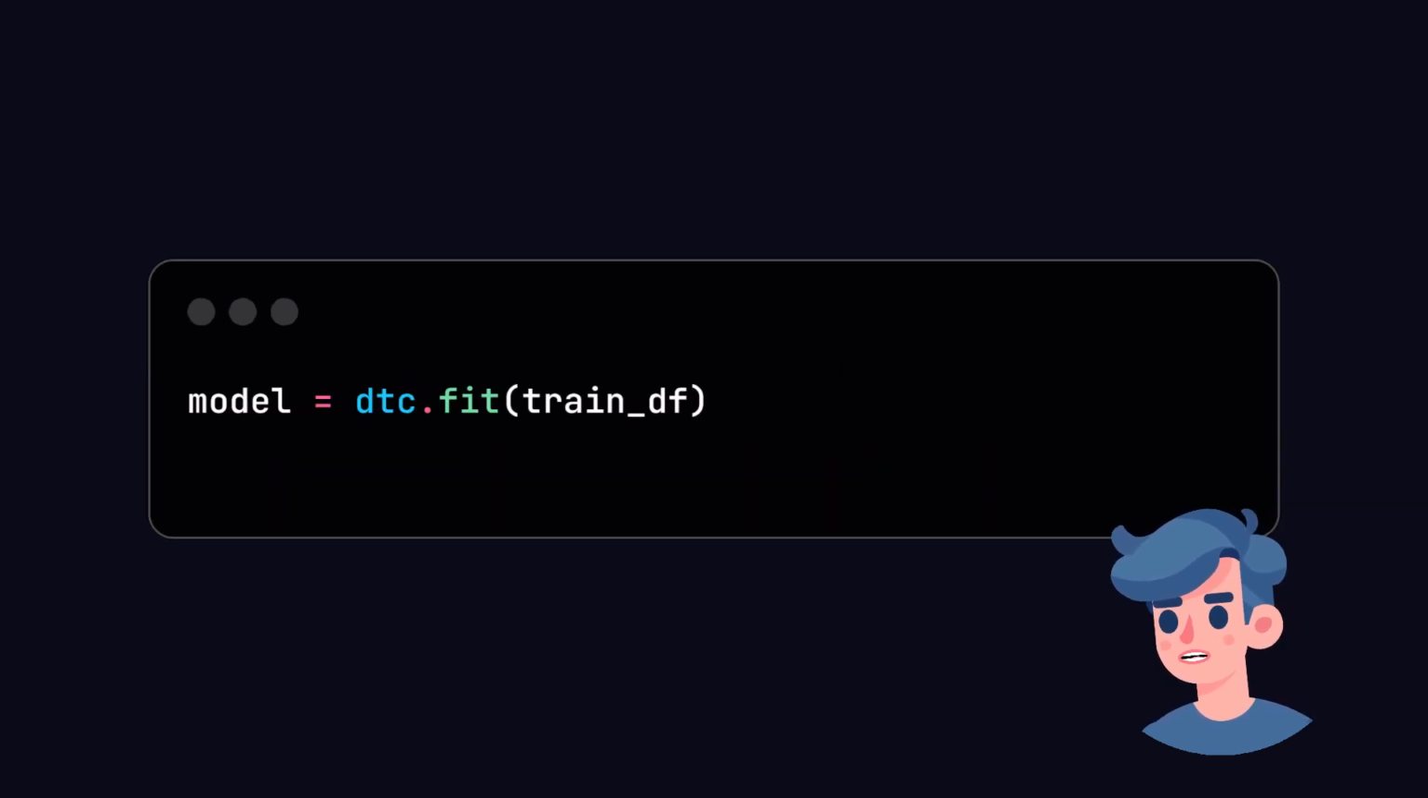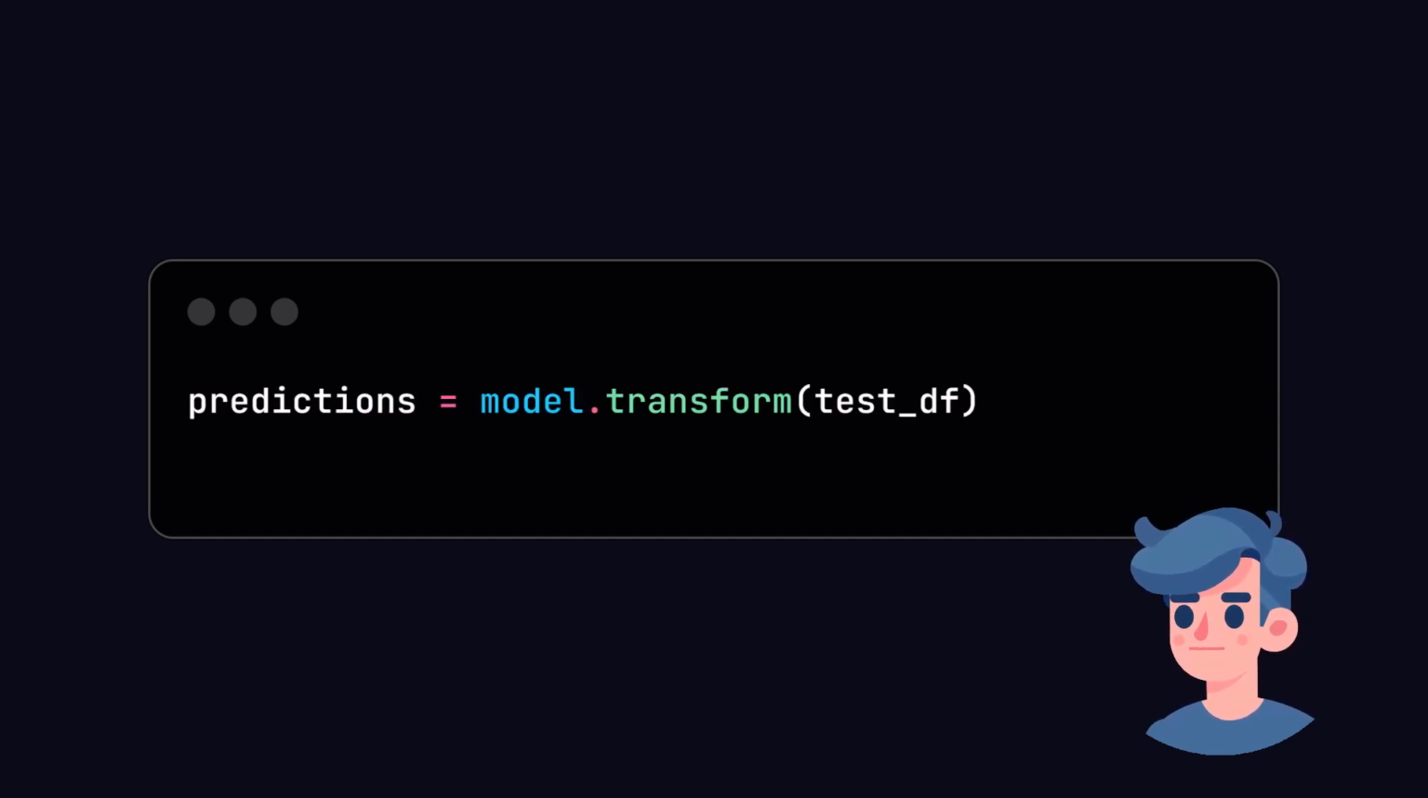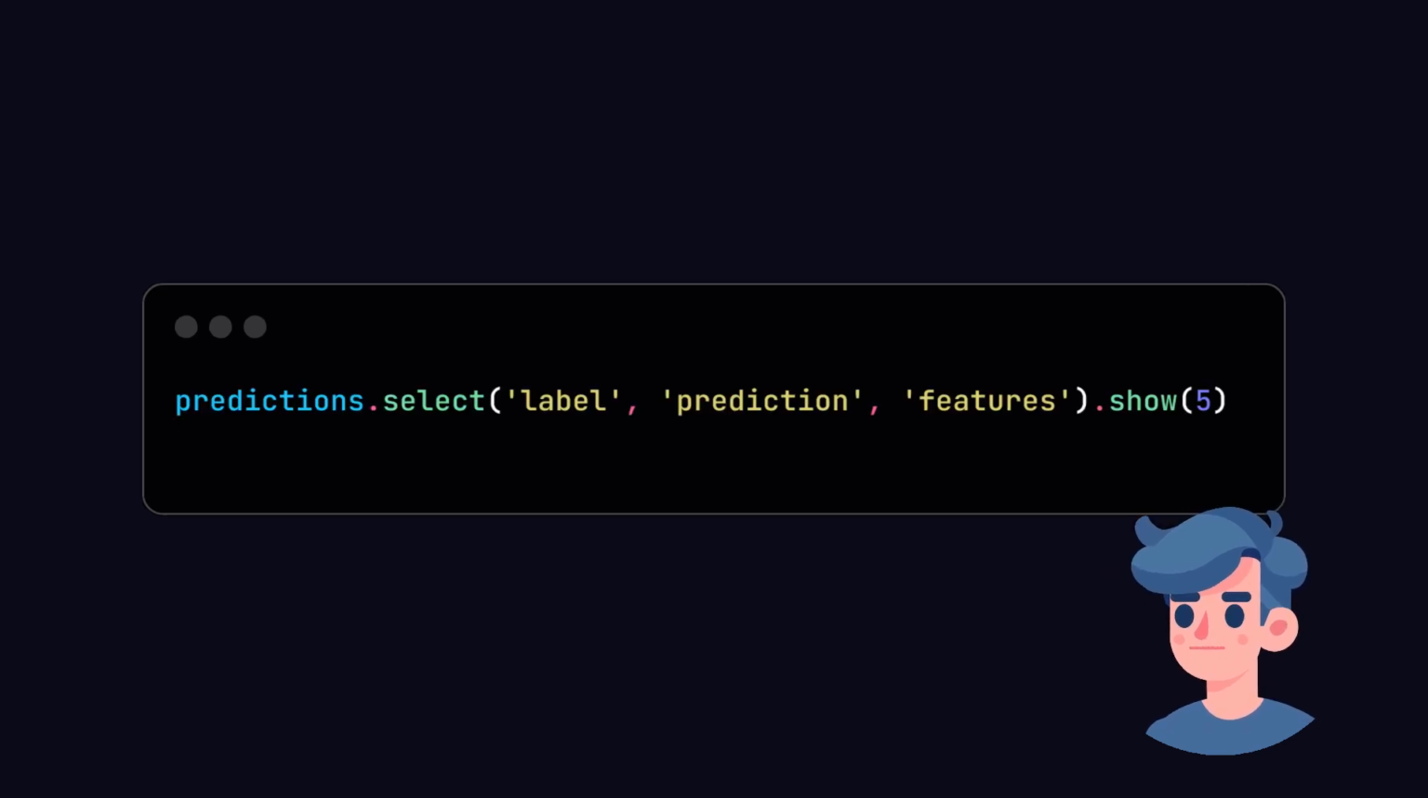Now we will train our model using the training dataset. This is where the magic happens as Spark builds a decision tree based on the training data. Once the model is trained, it's important to evaluate its performance using the testing dataset. We will use the model's transform method to make predictions on the test dataset. Let's review the predictions along with the actual labels to assess how well our model is performing.